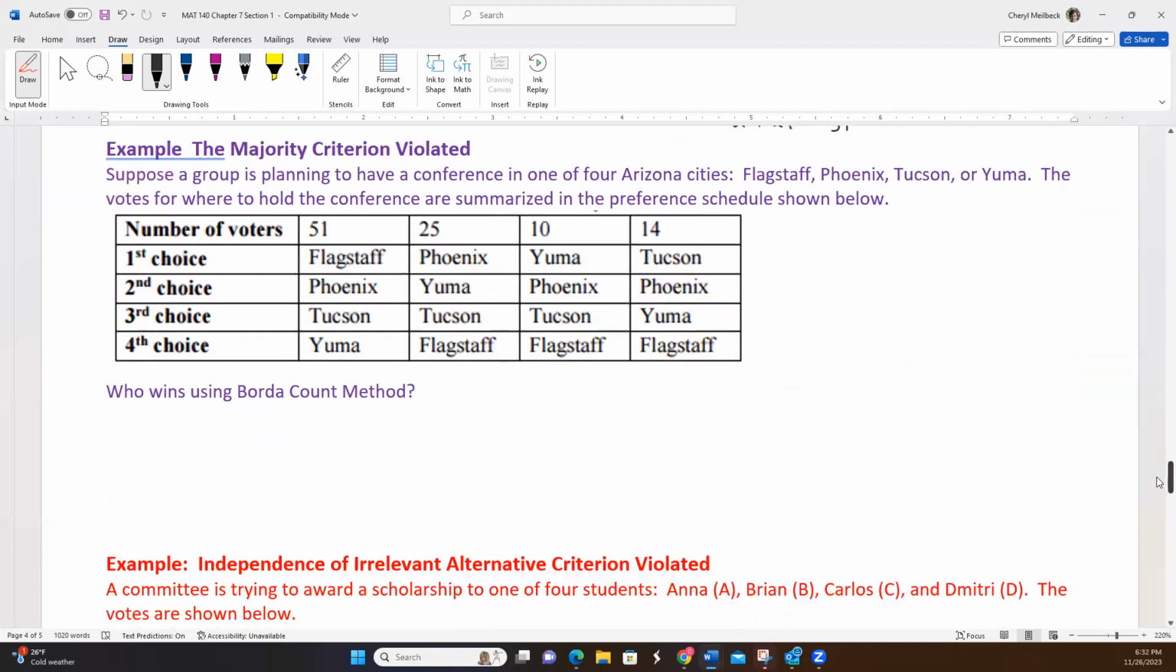So let's look at the majority criterion violated. Here we have, suppose a group is planning to have a conference in one of 4 Arizona cities: Flagstaff, Phoenix, Tucson, or Yuma. The votes for where to hold the conference were summarized in the preference schedule below. So now we're going to use the Borda count method on this versus majority. Well, let's look at majority. Who would win by majority?